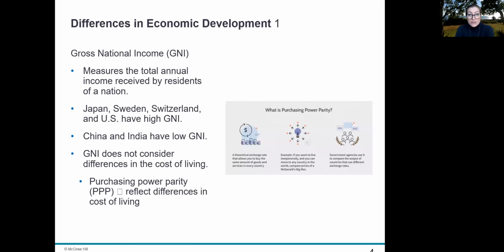To compare from nation to nation, we look at measures such as the gross national income, the GNI. The GNI measures the total annual income received by residents in that nation state. So Japan, Switzerland, Sweden, and the US have high GNI measures. China and India have low GNI measures. But it's important to recognise that GNI doesn't include differences in the cost of living. We turn to a different measure for that, the PPP, the Purchasing Power Parity.